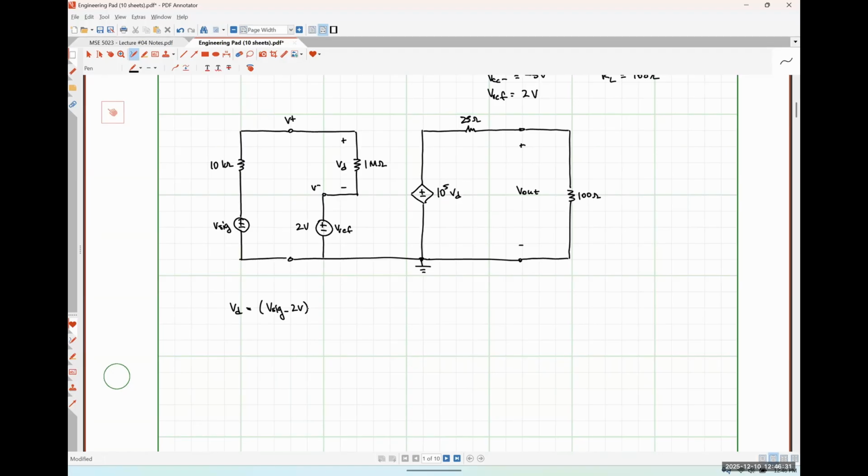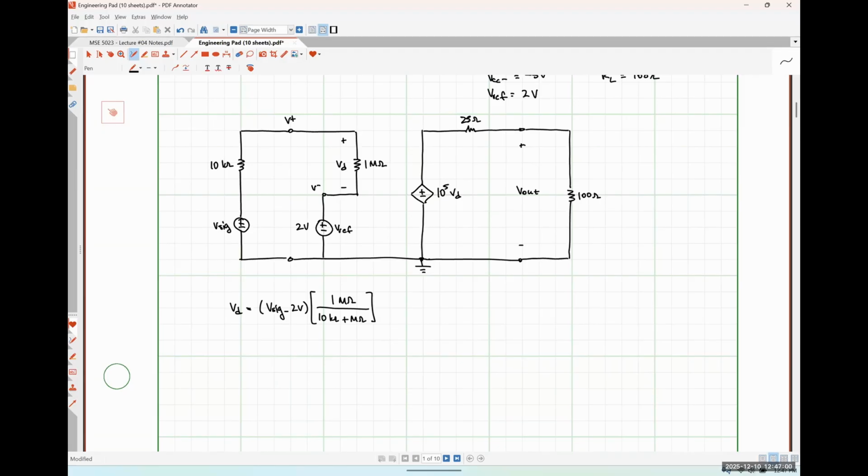And then I'm going to multiply that by my voltage division relationship. Since I'm trying to find the voltage drop across Rn, that means I'm going to have the 1 mega ohm resistor here on top, and then 10K plus 1 mega ohms in series. So that's what my differential voltage is going to look like.